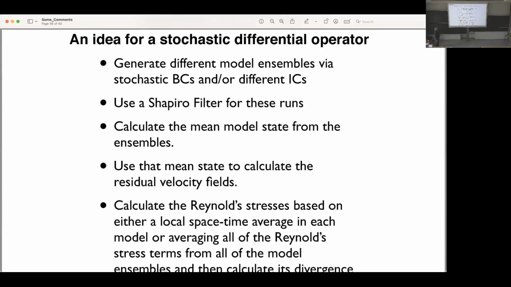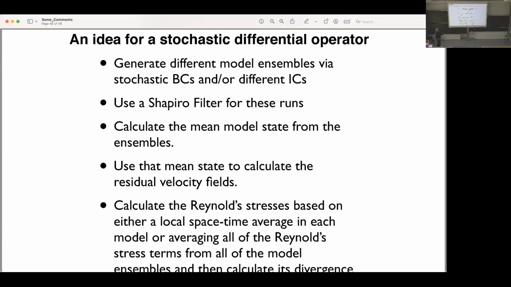So let me give you some ideas for a stochastic differential operator. You're all young, you could do this stuff. I'm done, I don't have time to do this, but here are some ideas. You generate different model ensembles using stochastic boundary conditions or different initial conditions. And I would suggest using a Shapiro filter for these. Calculate the mean model state from the ensembles, being very careful about what I said about how you do the averaging, because if you just take everything on a fixed grid and average, it's not going to work. Use the mean state to calculate the residual velocity fields that you can then use to calculate the Reynolds decomposition.